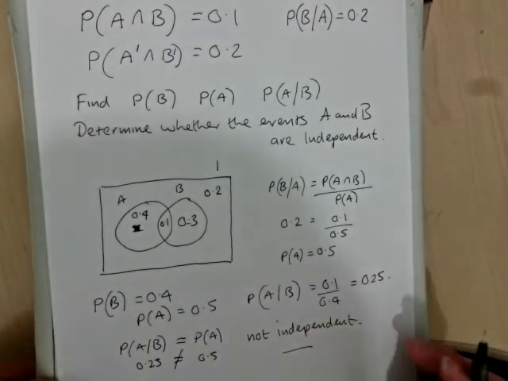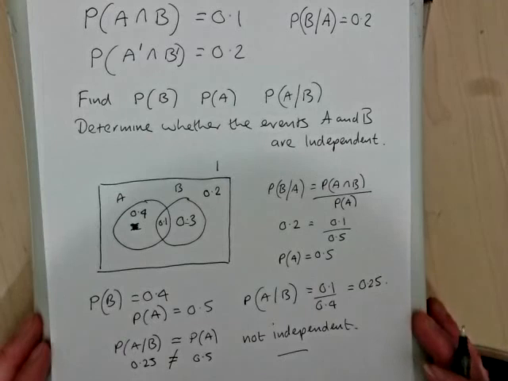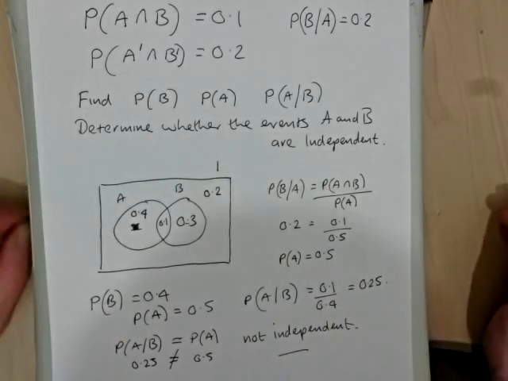So that's an AS level example of using Venn diagrams to determine missing probabilities and to find out whether two events are independent or not.